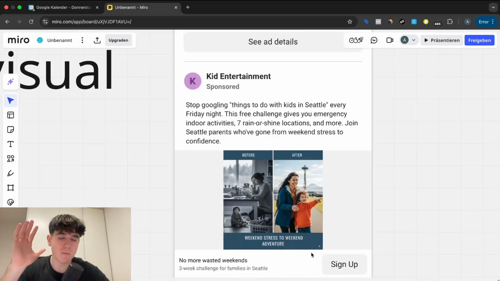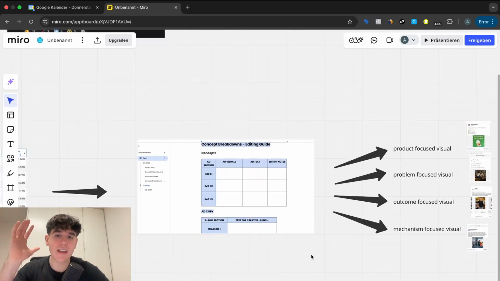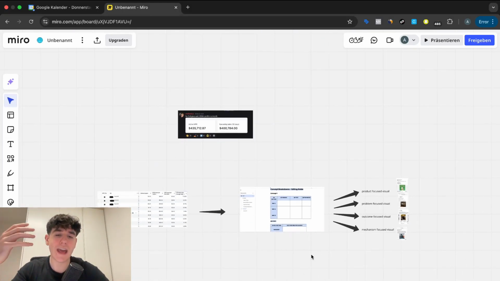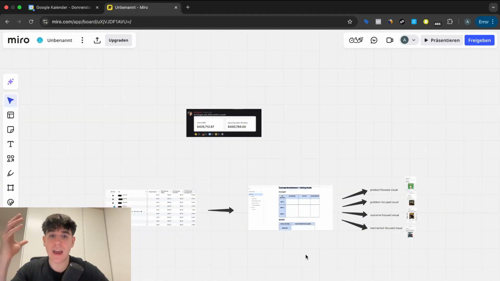This is just my personal preference, but this is essentially the system of how you can make image ads that are doing extremely, extremely well, and how you can increase your hit rates.